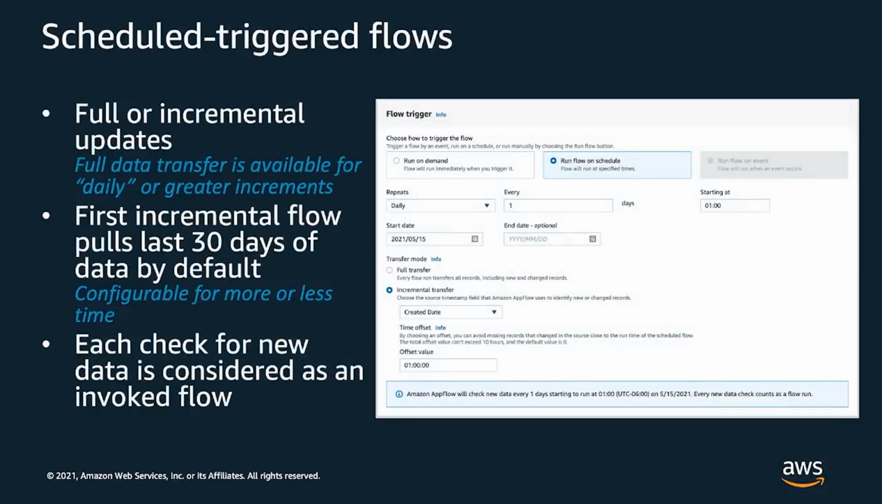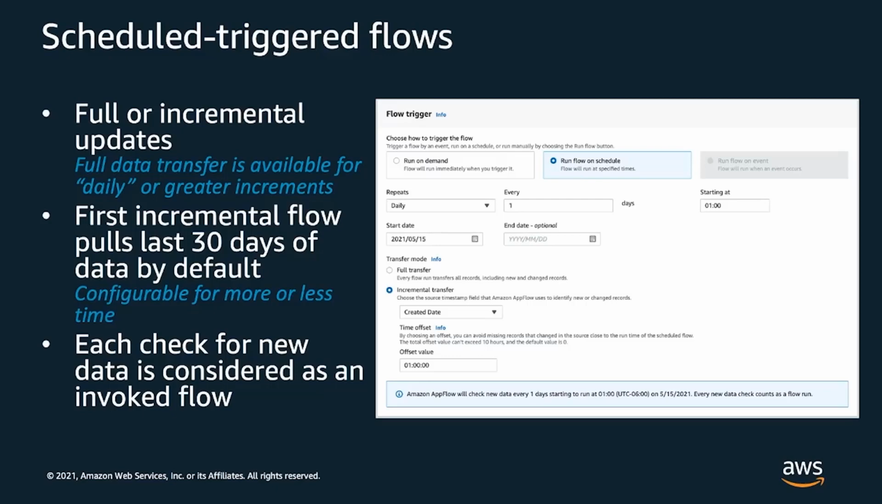And finally, we have the scheduled triggered flows. What you're able to do here is full or incremental updates. To do a full transfer, you have to do at least daily or greater. You can't do a full incremental update every minute. You don't want to hammer away like that. So if it's daily or more, you can do an incremental update or a full update. Anything less than daily, you want to just do incremental updates.